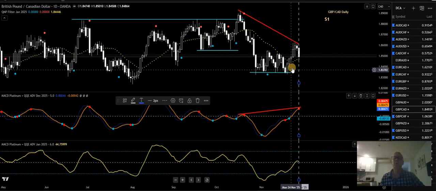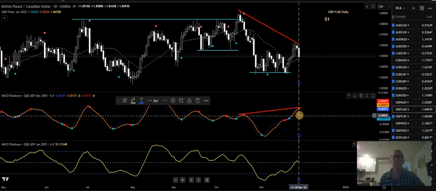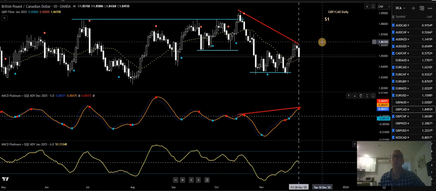On the other watch list, I'm in no trades at the moment, potentially setting up. Again, hidden bearish divergence there. There's a red dot on the MACD platinum above the 0 level, hence the grey vertical line.